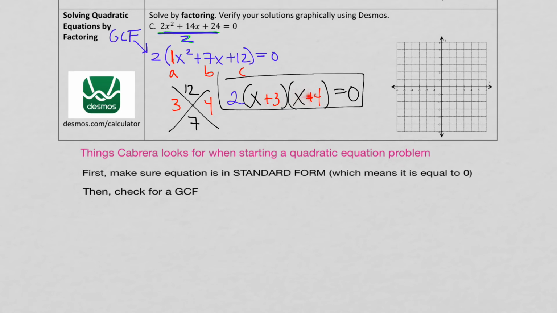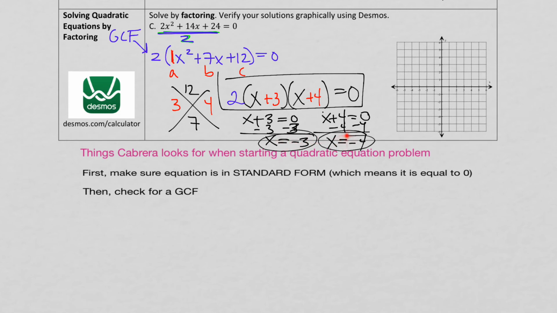Once it's in factored form, I can now solve it by setting each factor equal to 0. So here I can say either x plus 3 will equal 0, or x plus 4 will equal 0. And if I solve these little equations, I can find pretty quickly that x is going to equal negative 3. Sorry, that's a 3 there. Or, in this example, x can equal negative 4. So in this case, I've now solved this quadratic by factoring, and my solutions are negative 3 and negative 4.